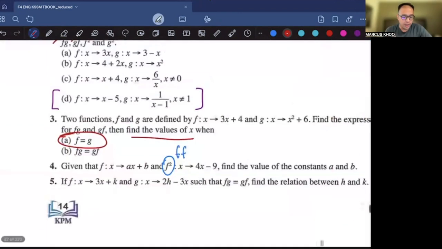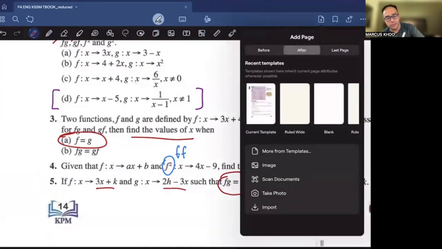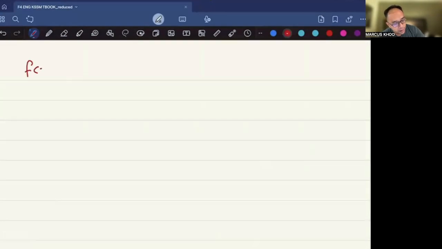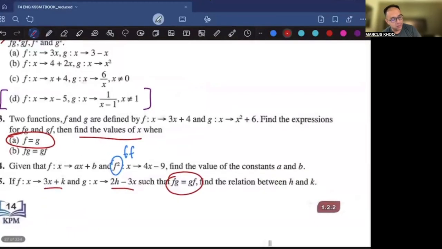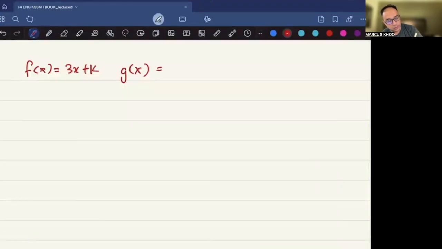Sorry. Last question. If f(x) equals 3x plus k, g(x) is this, and fg equals gf, find the relation between h and k. Let's begin. So f(x) is 3x plus k, g(x) is 2h minus 3x. Now, this says that fg equals gf.